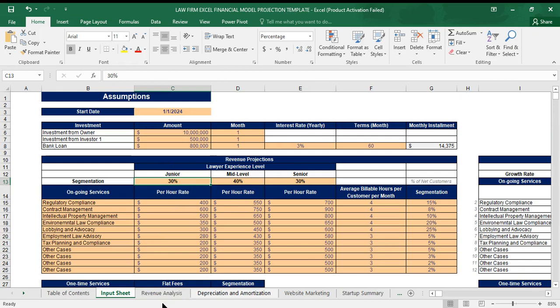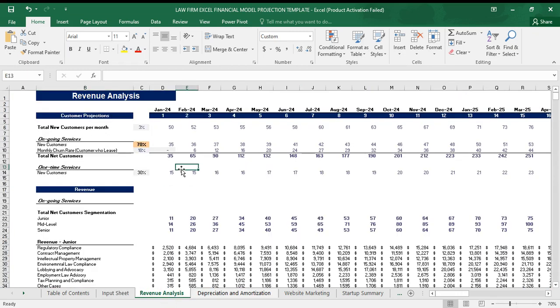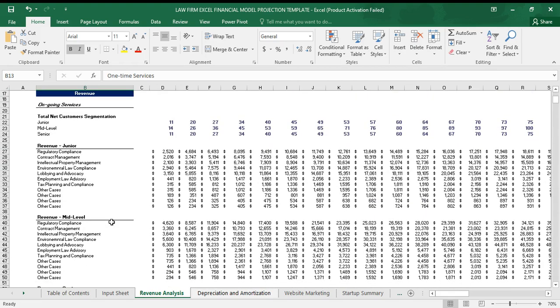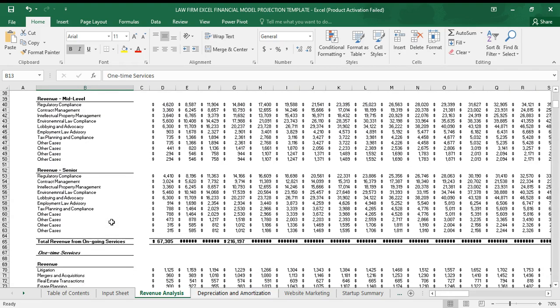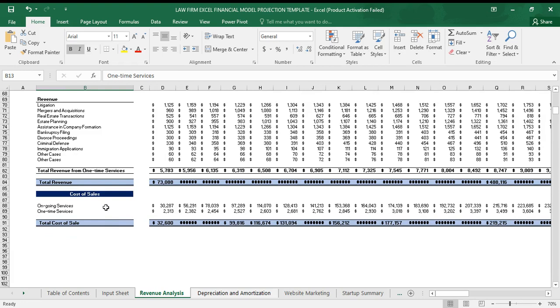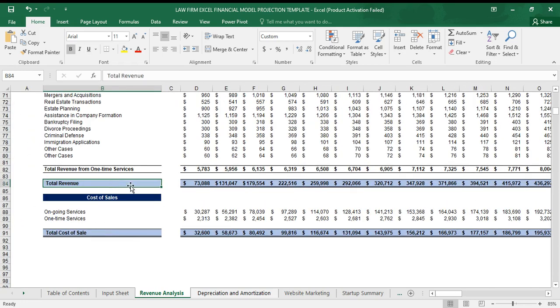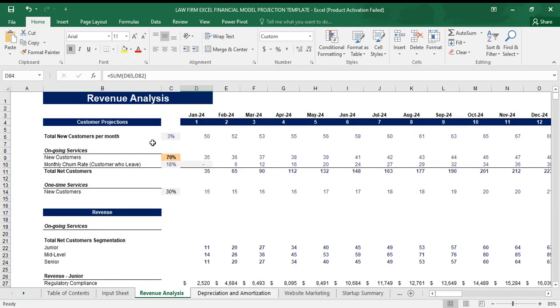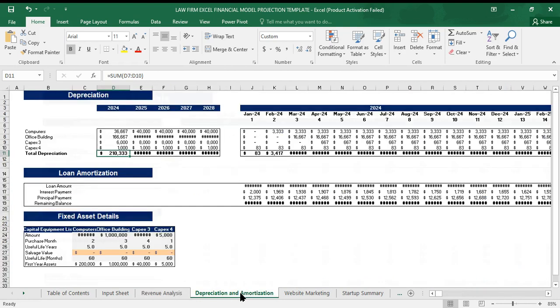Now, based on these assumptions, we are going to calculate revenue in this sheet. And before calculating the revenue, we have included a customer segmentation section for each type of service being provided by this law firm. There are two main types of services: ongoing and one-time services, and we have calculated separate revenues for these services, and then a total revenue figure at the very end of this sheet. And then we have added a section for cost of sales, and these two figures are going to be added in the income statement in the subsequent sheets.